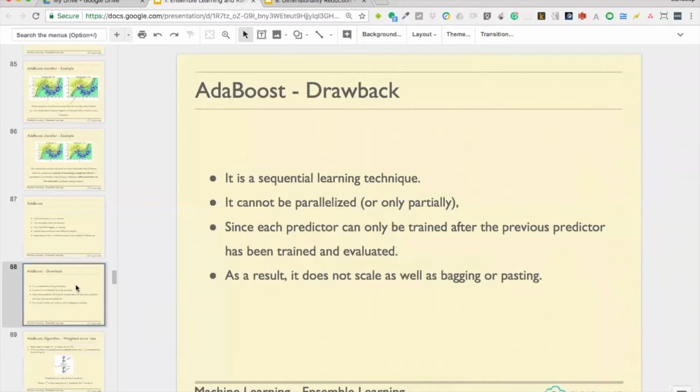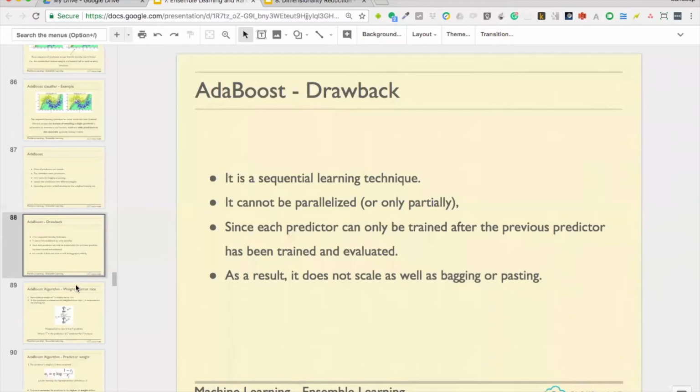All right. Now, so again, AdaBoost is a sequential learning technique. It's a boosting algorithm at the end of the day, and it cannot be parallelized. Okay, or maybe partially the algorithm could be parallelized, but in general, the second predictor only starts working when the first predictor finishes. Therefore, it is a sequential learning technique. You cannot do it in parallel. So it doesn't scale well as compared to bagging or pasting, but it might produce a better accuracy.